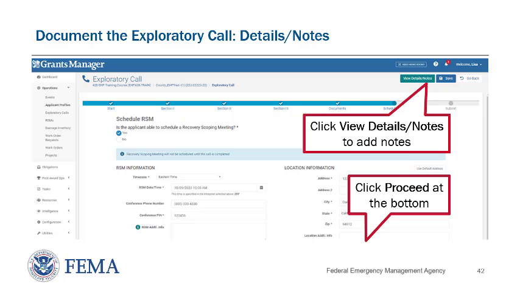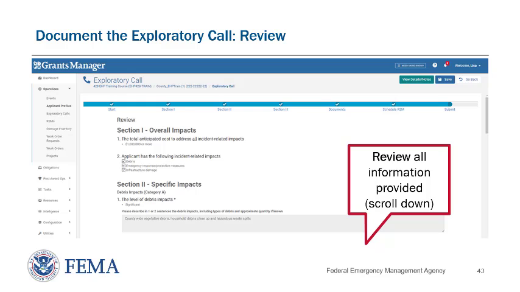If you are on a disaster in which field leadership asks for additional notes about the exploratory call, you can enter them via the View Details/Notes button in the upper right. When you're finished entering the recovery scoping meeting details, click Proceed at the bottom of the section, and again, you may need to scroll down to see that.